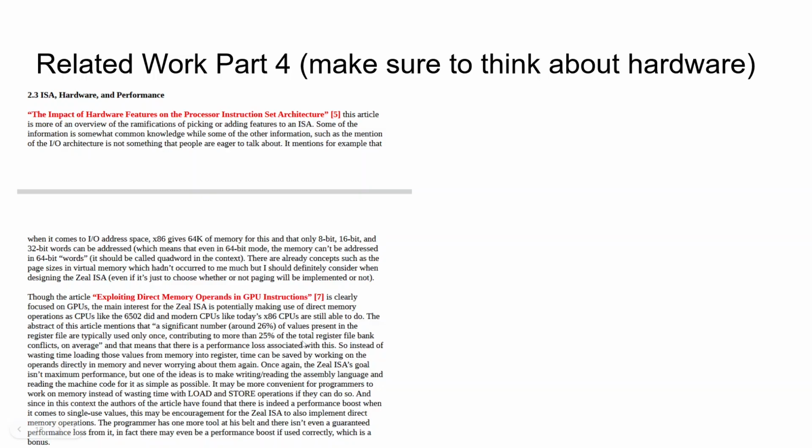He didn't give direct quotes on how much faster it got, but he did say a significant number of values present in the register file are typically used once, contributing to more than 25% of the total register file bank conflicts on average. So there's performance loss associated with it, and if you skip that step, you can maybe even gain some performance. You just directly work with it.